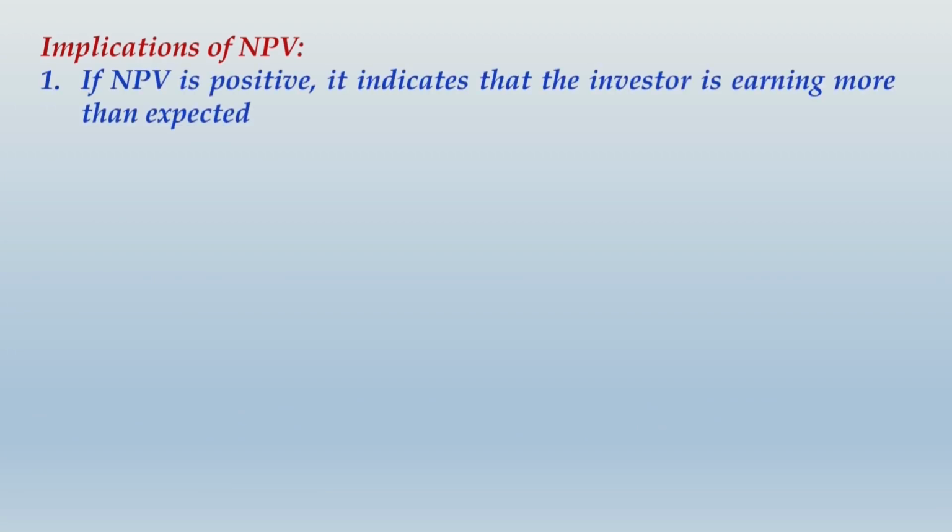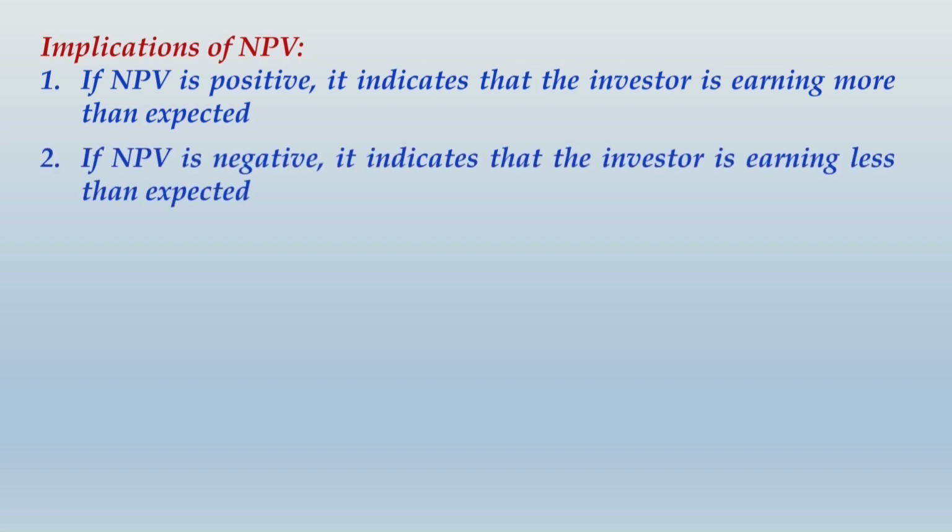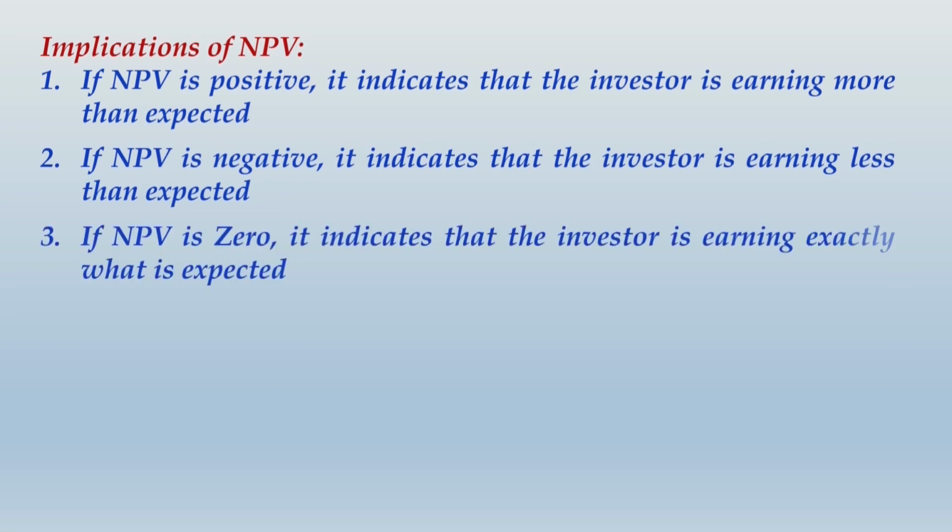If NPV is positive, it indicates that the investor is earning more than expected. If NPV is negative, it indicates that the investor is earning less than expected. If NPV is 0, it indicates that the investor is earning exactly what is expected.